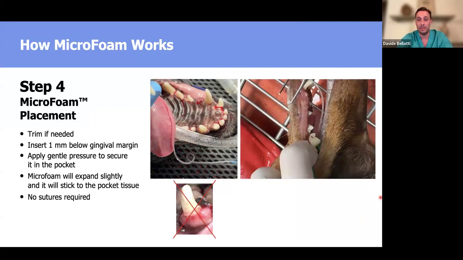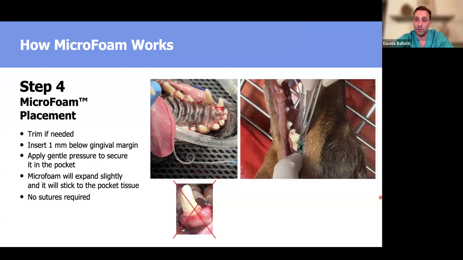And after that, we put in MicroFoam. If we need to trim it, we can trim it with scissors. We insert it 1 millimeter below the gingival margin. The lowest picture that you see was my first case, and as you can see, I put it in the pocket, but it was too big, and it just popped out, and that's what we don't want. It needs to be shorter than the pocket.